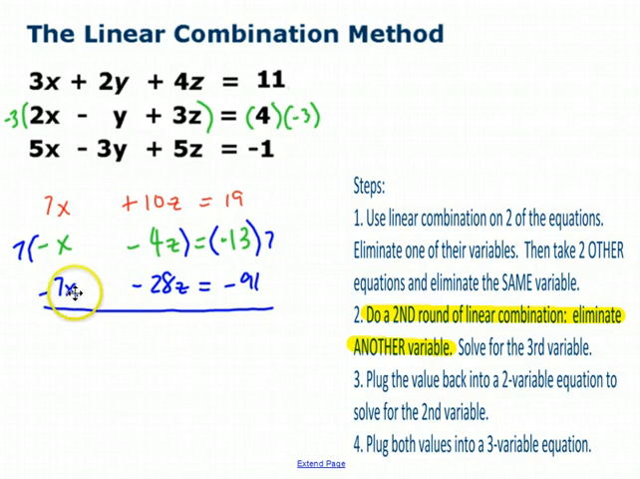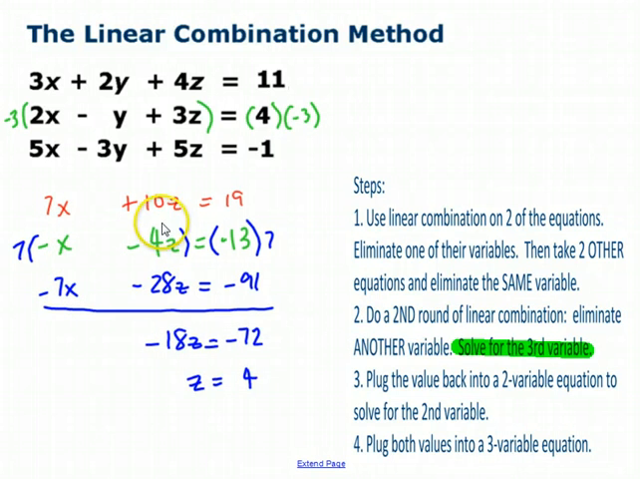So then that bottom row would become -7x, like you can see, and the rest of this in blue. So now I'm going to combine the red row with the blue row. Notice the x's will cancel, and I'm going to be left with 10 and -28, so I'm going to have -18z, and 19 and -91 combine to make -72, and I'm going to find that z equals 4.